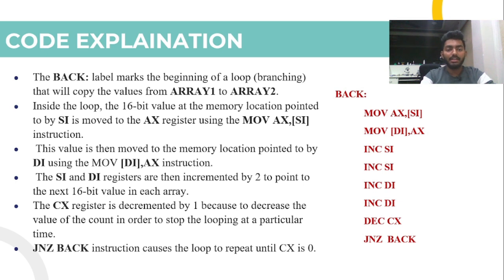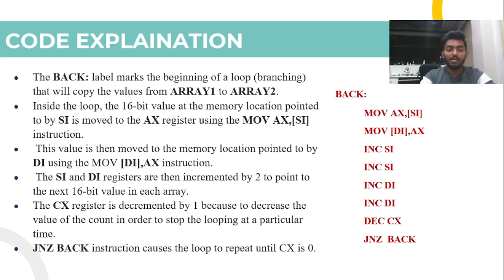The back label marks the beginning of the loop that will copy the values from array 1 to array 2. Inside the loop, the 16-bit value at the memory location pointed to by SI is moved to the AX register using the MOV AX, [SI] instruction. This value is then moved to the memory location pointed to by DI using the MOV [DI], AX instruction.